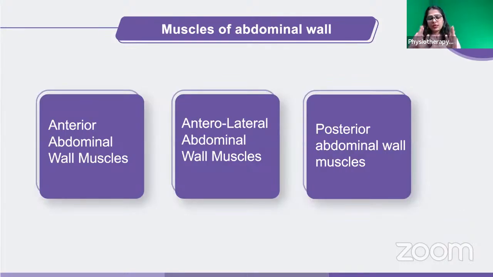So now, starting with the muscles of the abdominal wall. Your abdominal wall muscles are divided into three parts. First is anterior abdominal muscles, then anterolateral abdominal muscles, and posterior abdominal wall muscles. See, there is a difference. Anterior abdominal wall muscles are the muscles which are present on the anterior side.